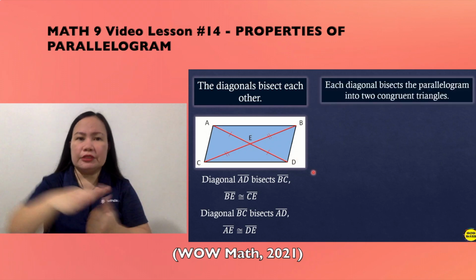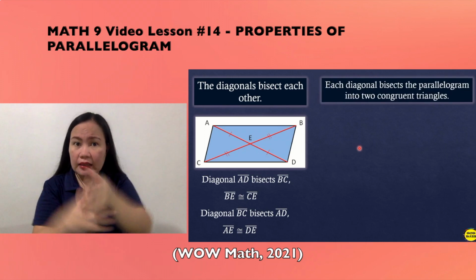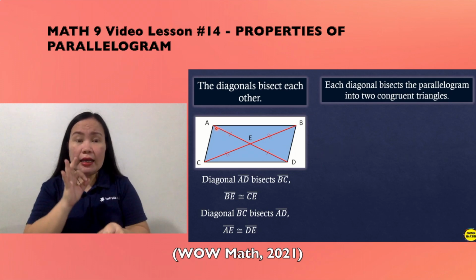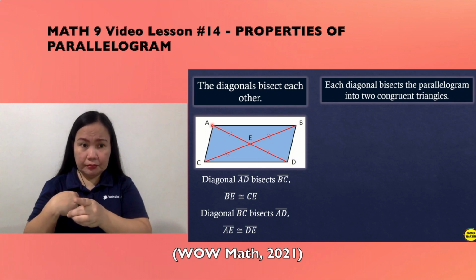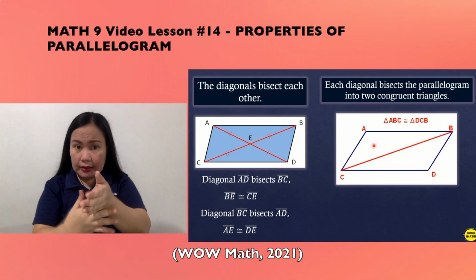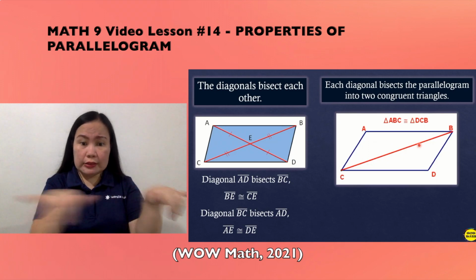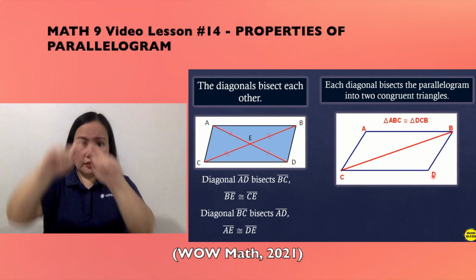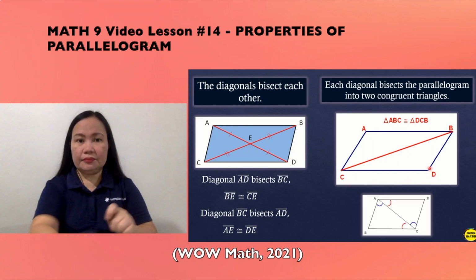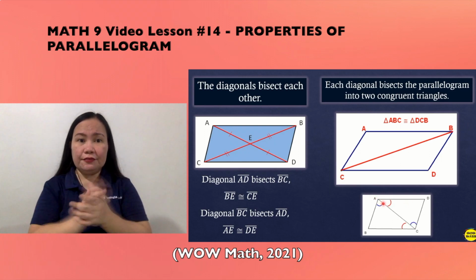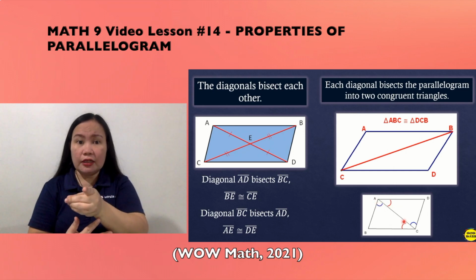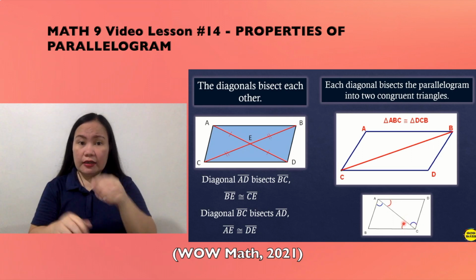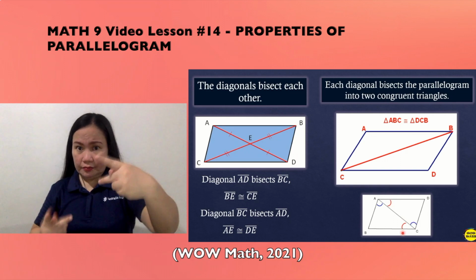Another property, each diagonal bisects the parallelogram into two congruent triangles. So, once yung parallelogram natin, meron tayong diagonal, ibig sabihin, hinati yung parallelogram natin into two congruent triangles. So, kagaya ng nakikita nyo, yung triangle na to, so yung triangle ABC, okay, ay congruent sa triangle DCB. Okay? So, makikita natin, kapag may diagonal tayo class, itong angle na to equal sa angle na to. Okay? Tapos itong angle na to nandito ay equal dito. So, tandaan natin yung mga properties ng parallelogram.